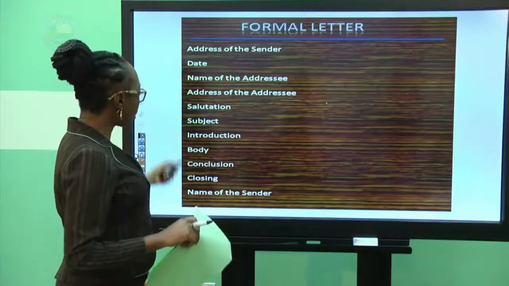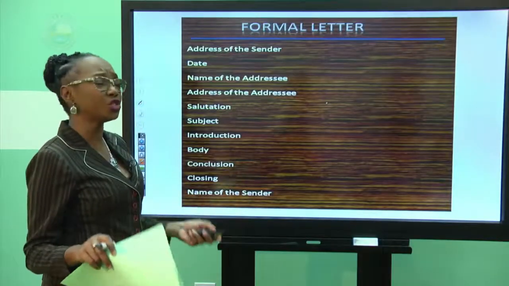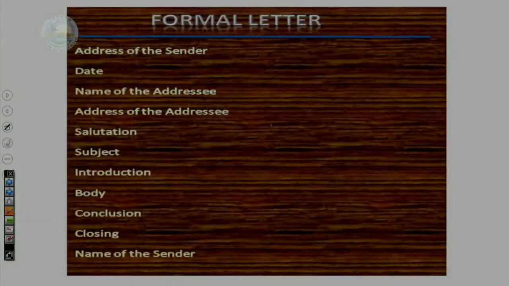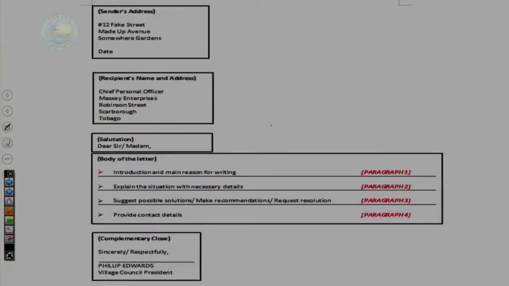So what is all of this and where do they fit into the general structure of your formal letter? So let's take a look. We're looking at a formal letter, and we want to start at the beginning with the sender's address. So we have our sender's address here.